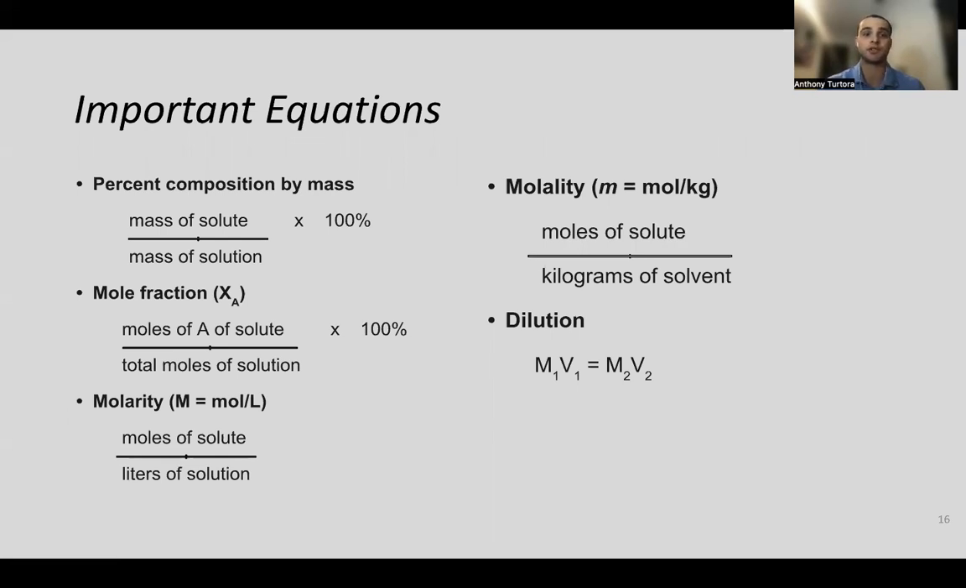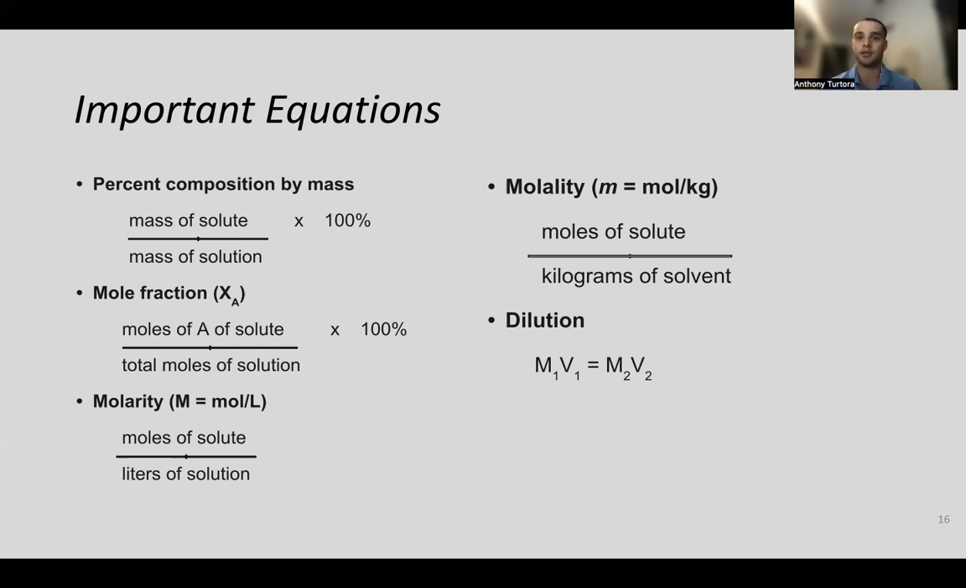So it'd be the mass of our solute over the mass of solution times 100. And this is a percentage, so that is why we're multiplying it by 100%. Our mole fraction would be moles of our solute over the total moles of the entire solution. And this is just telling us how much of one solute we have in solution. Our molarity, again, as we discussed, is our moles over liters. So moles of a solute over the liters of our entire solution.